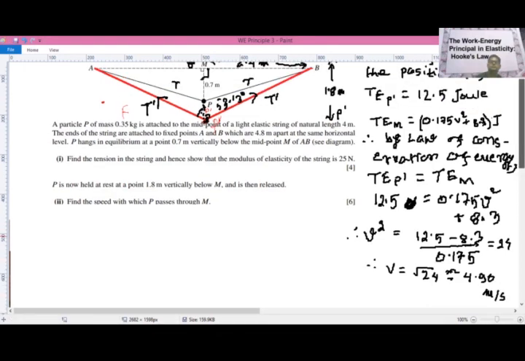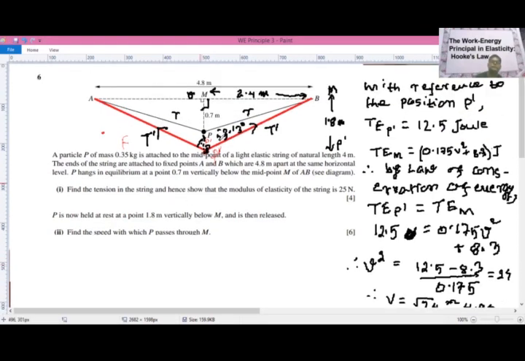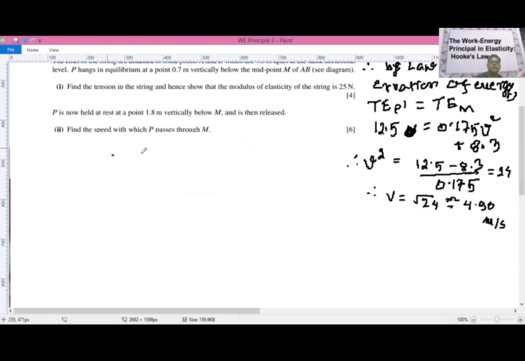So this way we found the value of v at M, and here we have the speed v of P when it passes through M is 4.90 meter per second, and this is the answer.